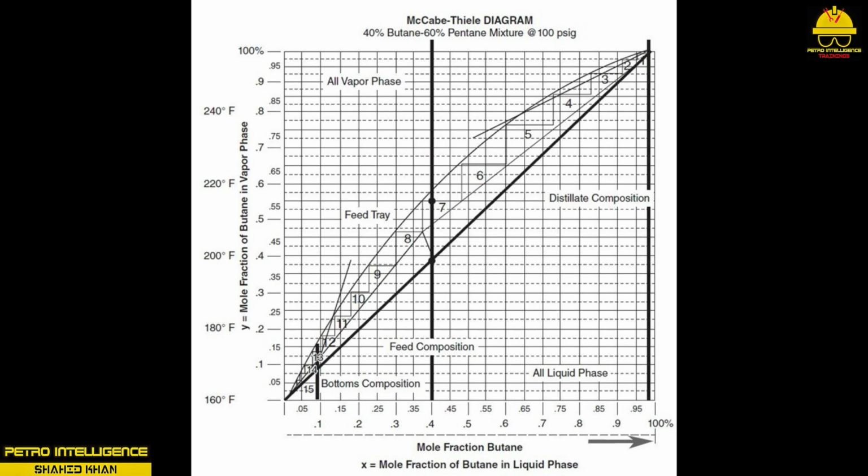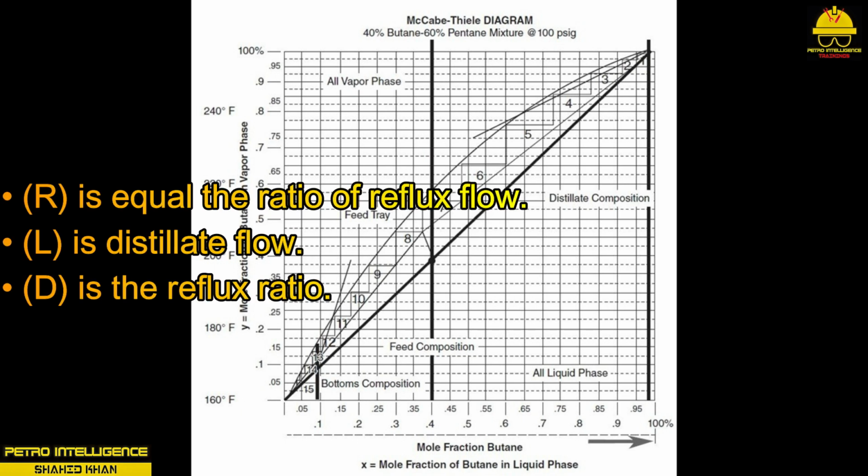To construct the operating line for the enriching or rectifying section, the engineering target for the overhead purity is located on the VLE diagram and a vertical line that intercepts the plot point is drawn. The slope R/(R+1) is sketched from the intersection point. R is equal to the ratio of reflux flow, L is the reflux flow, D is distillate flow, and R is the reflux ratio.